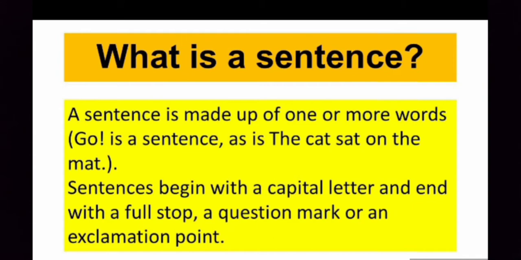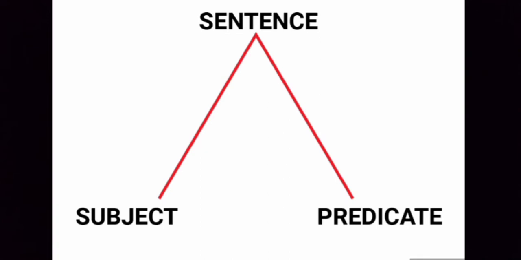What is a sentence? As you know, a sentence is a group of words which makes complete sense. A sentence always begins with a capital letter. So today, we will learn parts of a sentence. A sentence has two parts, subject and predicate.